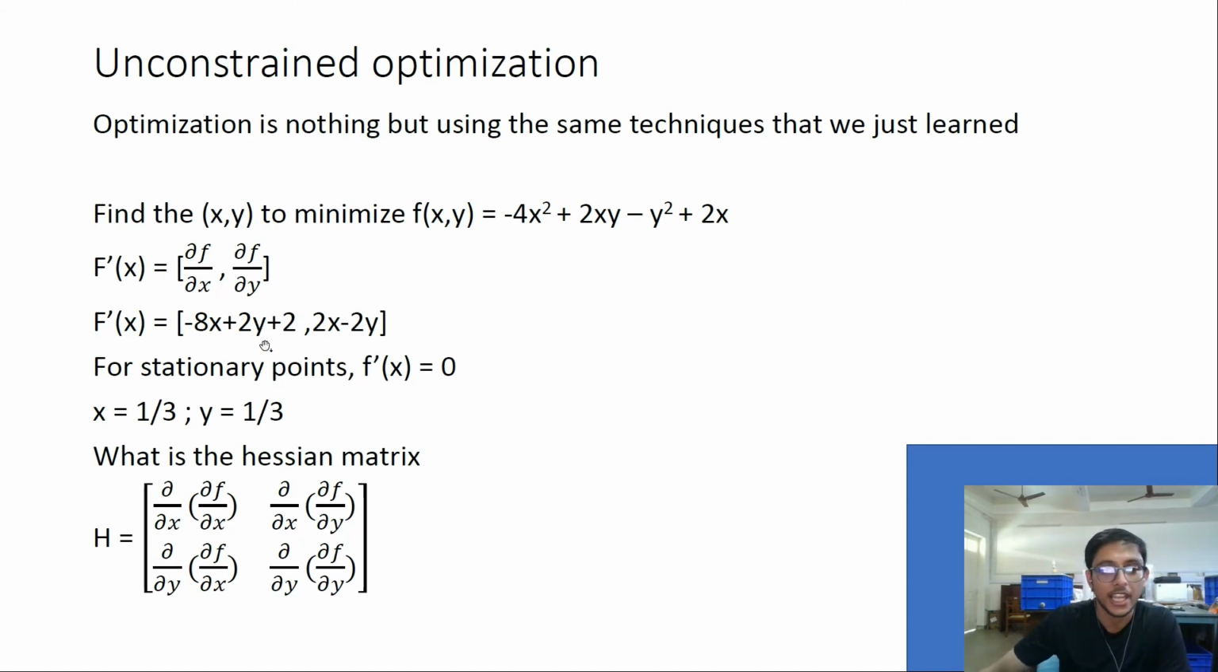Again, for simplicity, I have kept this thing itself. So how do we get the Hessian matrix? For the first element, we differentiate with respect to x first, and then partially differentiate with respect to y, and then the second element we do here, with x and then with y. So what will it be? Minus 8. Yeah.